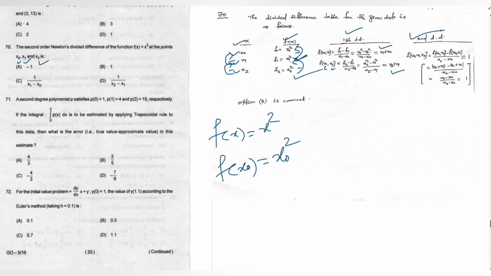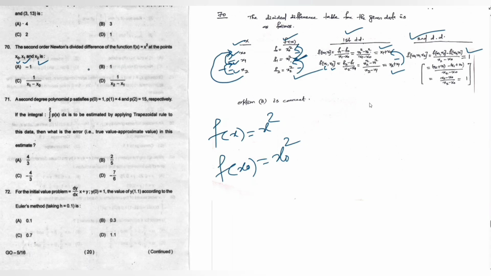Now let us calculate the second order divided difference using the first order divided differences. So the second order divided difference using the data values x0, f0, x1, f1 and x2, f2 can be calculated using the first order divided differences, that is here x2 plus x1 minus x1 plus x0 whole divided by x2 minus x0. So you can see here, if we calculate this, finally we get 1. So option B is the correct option.